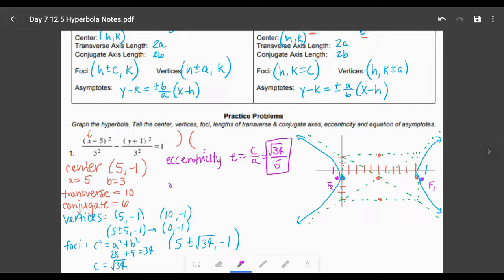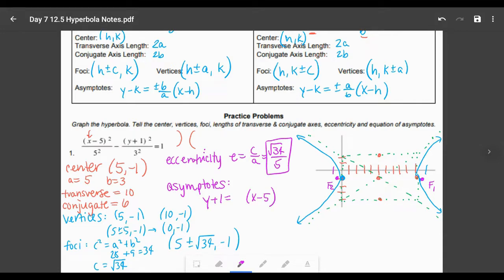Then we need to determine the equations of the asymptotes. And we can look at the graph. We can use our point slope equation. Well, I know it has to go through the center, so it has to go through y plus 1 equals, and then I'll leave a space for some slope. It'll be multiplied by the quantity x minus 5.